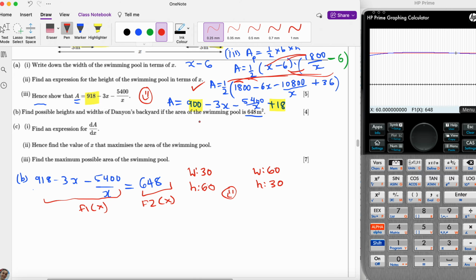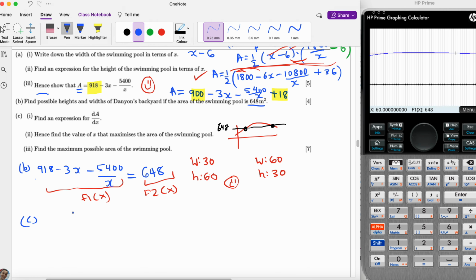So I'm going to just model that. You remember, like this, and then this is your 648. And then you show where the 2 solutions are, and just make it easier for the examiner to give you those marks. Okay, C, find the expression for the derivative.